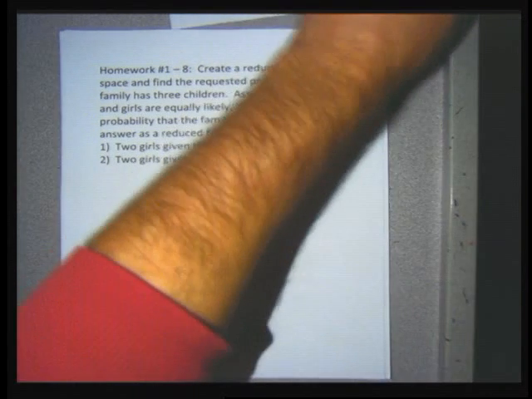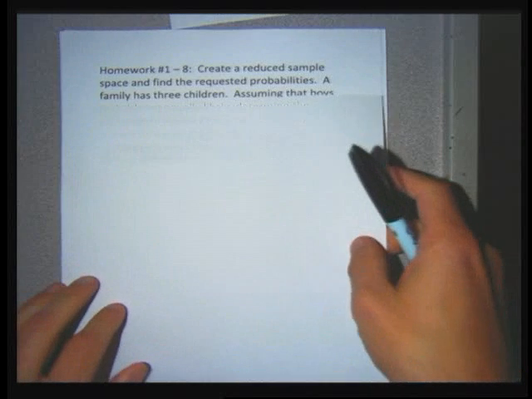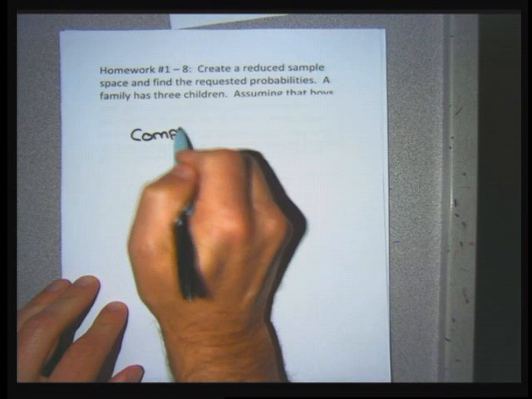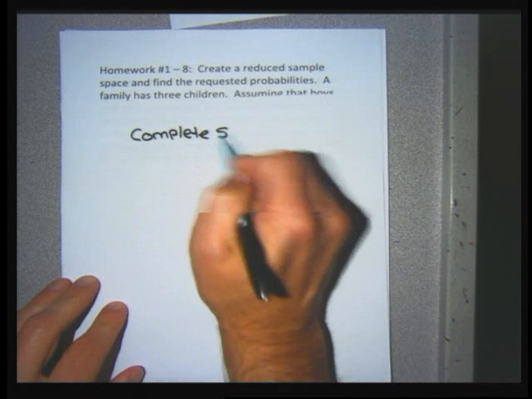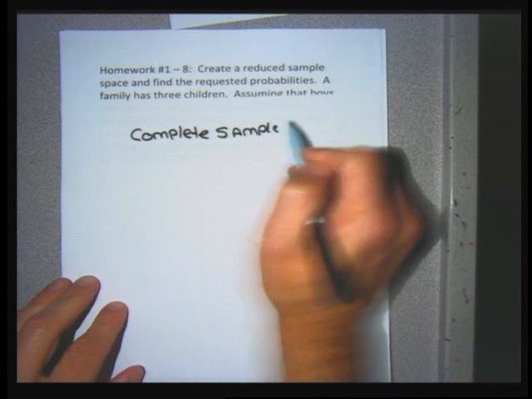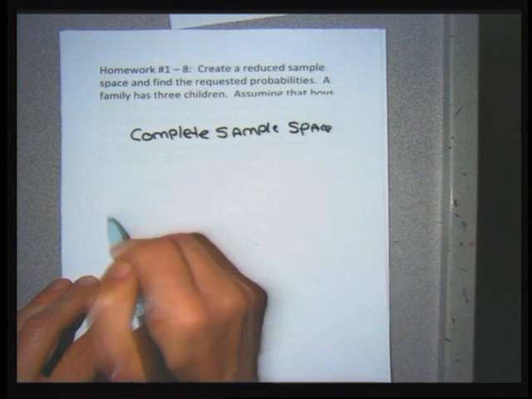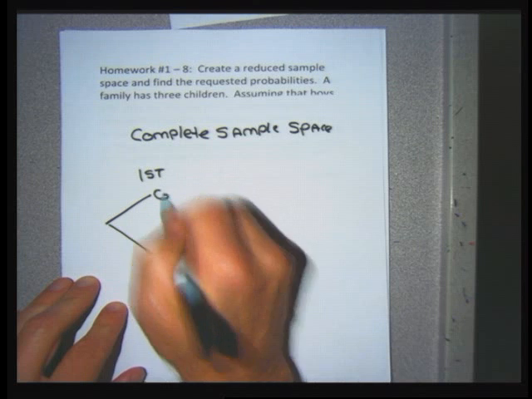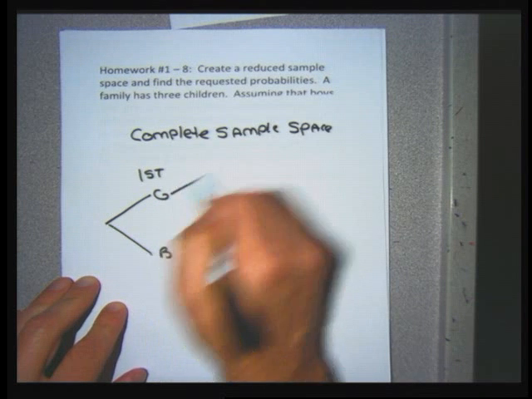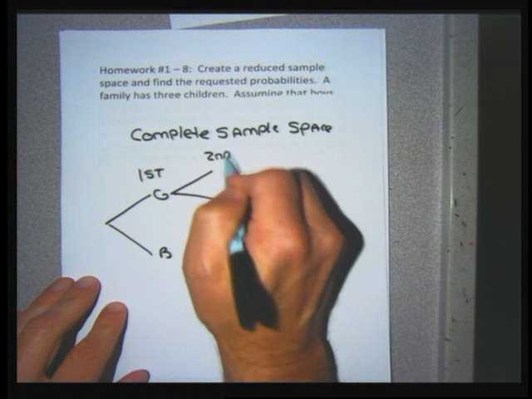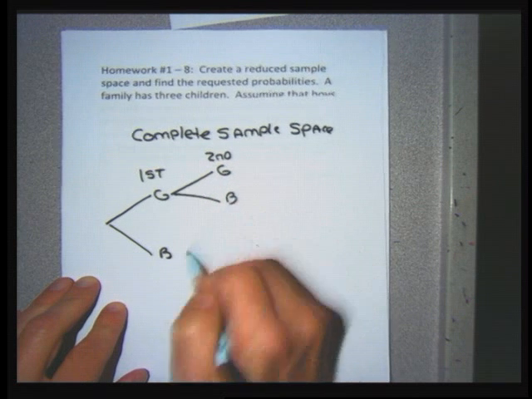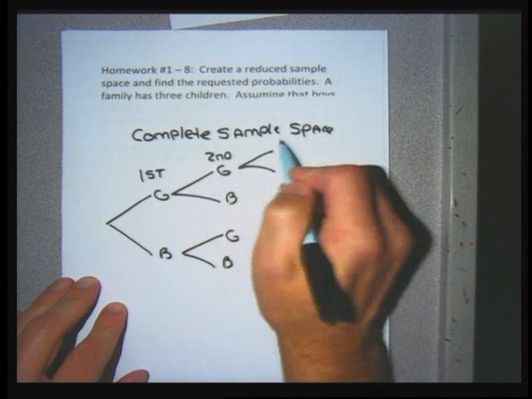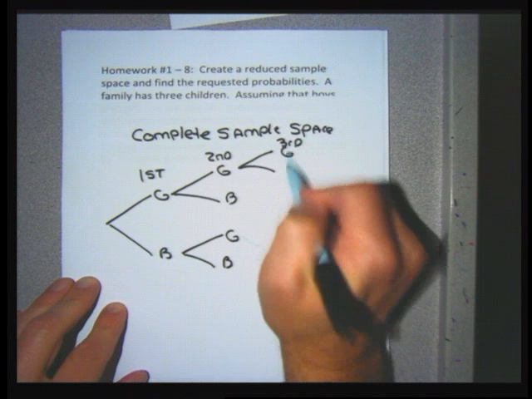So first thing I need to do is create a complete sample space, and the complete sample space is for a couple having 3 children. So my complete sample space is going to have 8 elements in it. So I need a complete sample space before I can get a reduced sample space. I'm going to start out with the first kid, which would be the oldest, who could be a girl or a boy. A second, which would be the middle, can be a girl or a boy. And then the third, which will be the youngest, can be a girl or a boy.